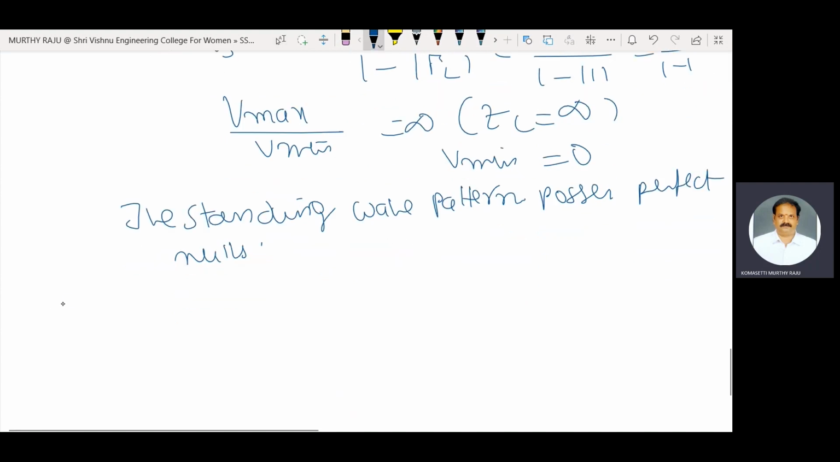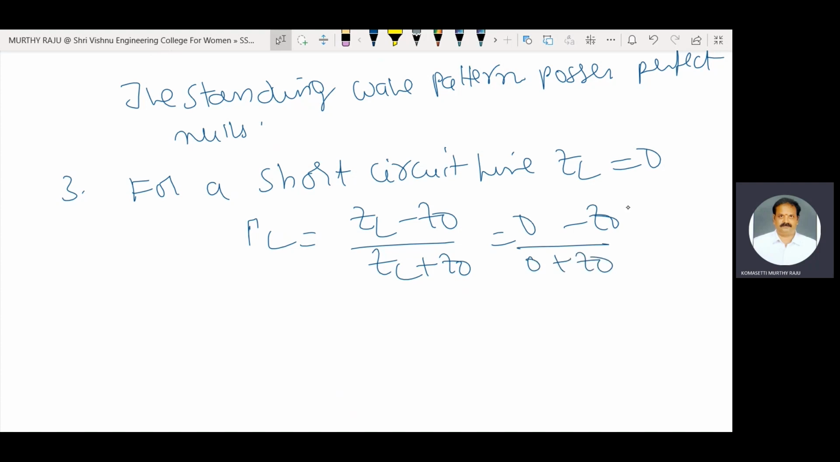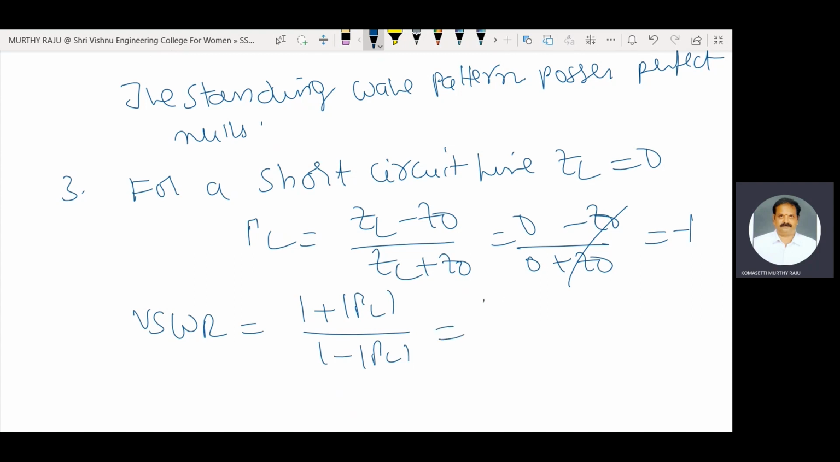Next one, for a short circuit line. For a short circuit line, ZL is equal to 0. ZL equal to 0 means tau L is equal to (ZL minus Z0) by (ZL plus Z0), that is (0 minus Z0) by (0 plus Z0), which is equal to minus 1. Voltage standing wave ratio is equal to (1 plus mod tau L) by (1 minus mod tau L), that is (1 plus 1) by (1 minus 1), which is again infinity.